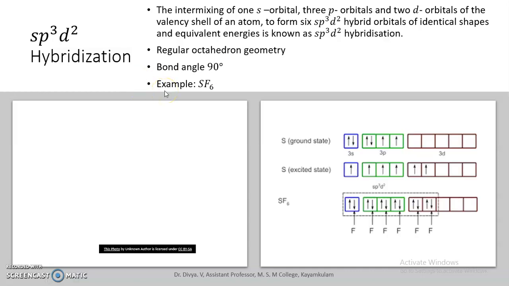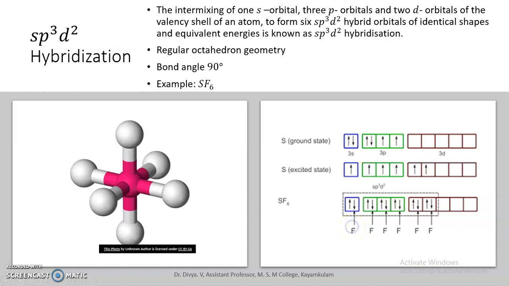An example is SF6. Here you can see the ground state electronic configuration of sulfur, that is 3s2, 3p4, and there are vacant 3d orbitals. In the presence of fluorine atoms, sulfur gets excited, and during excitation, electrons from 3s and 3p orbitals get excited to the vacant 3d orbitals, and one 3s, three 3p and two 3d orbitals hybridize to form 6 sp3d2 hybridized orbitals. These hybrid orbitals are directed towards the corners of a regular octahedron, and they overlap with the pz orbitals of fluorine atoms, forming 6 sigma bonds.